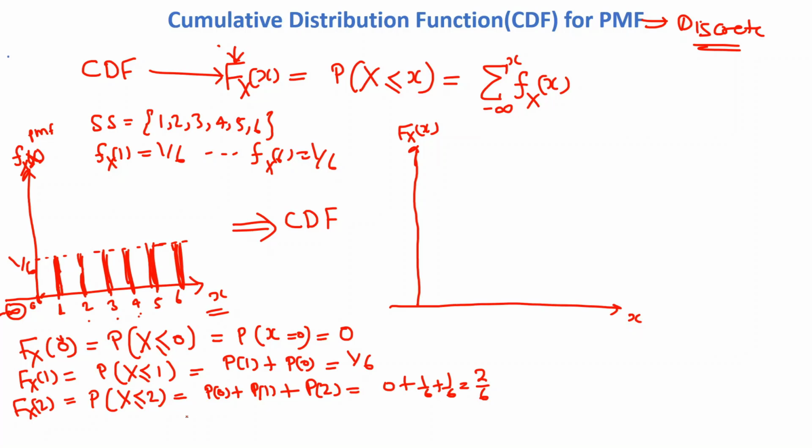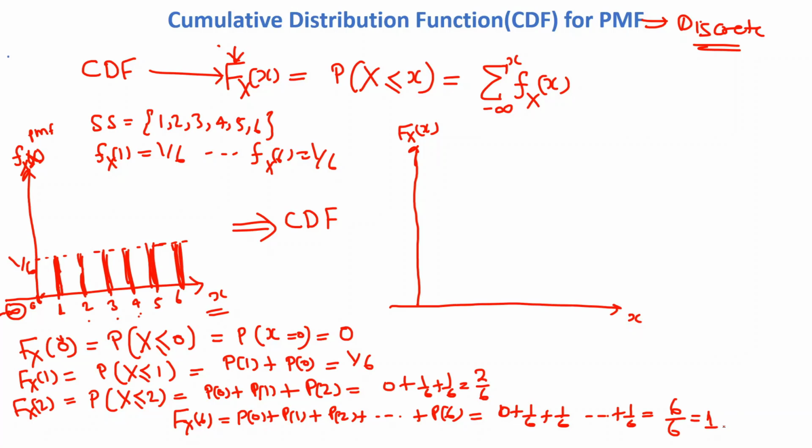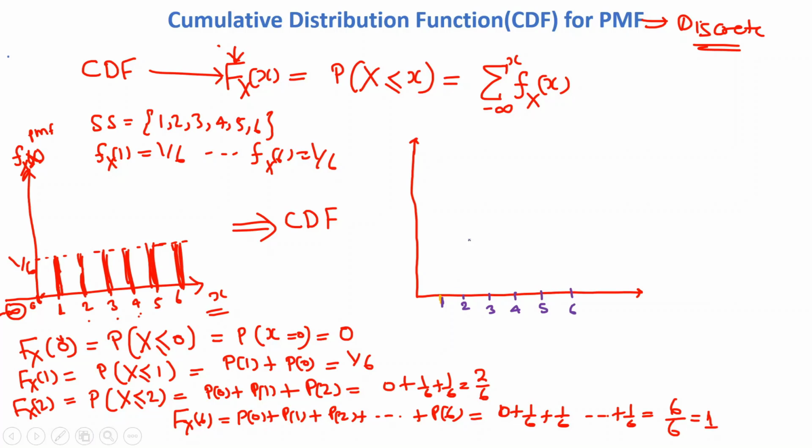So this way we can calculate for all of them, like F(6), this would be equal to P0 plus P1 plus P2 till P6. So this would be equal to 0 plus 1 by 6 plus 1 by 6 and so on, which would be equal to 6 by 6, equal to 1. Now plot the CDF. Let this be your 1, then 2, then 3, then 4, then 5, then 6. And same here, we can use 1 by 6, 2 by 6, 3 by 6, 4 by 6, 5 by 6, then your 6 by 6.